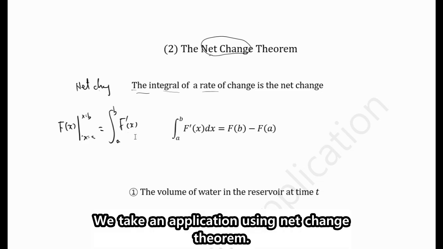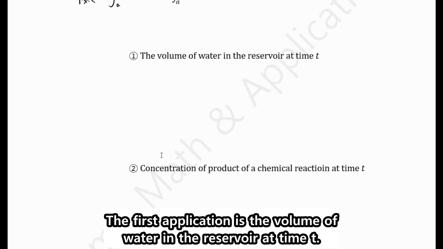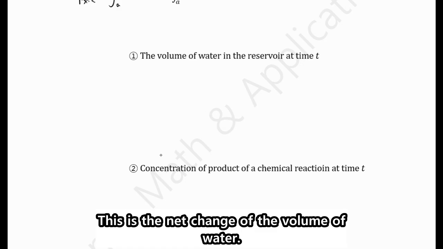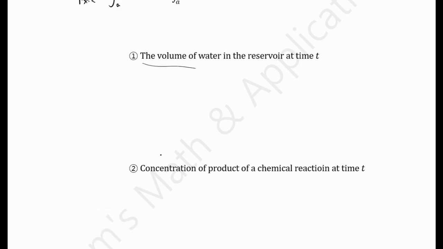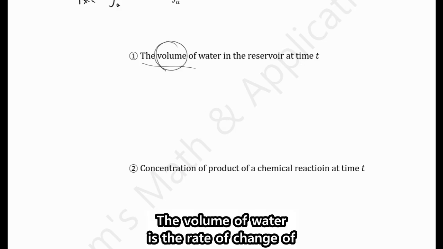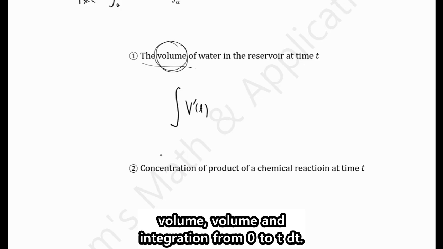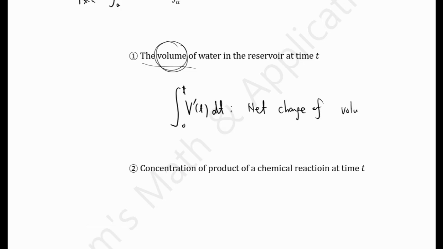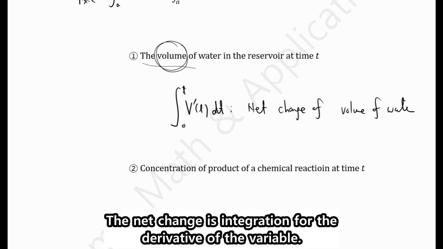We take an application using the net change theorem. The first application is the volume of water in the reservoir at time t. This is the net change of the volume of water, where the rate of change of volume is integrated from 0 to t, dt. This is the net change of volume of water. The net change is the integration of the derivative of the variable.